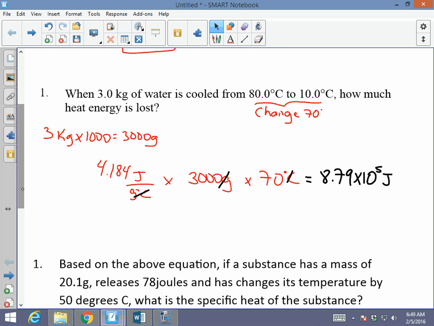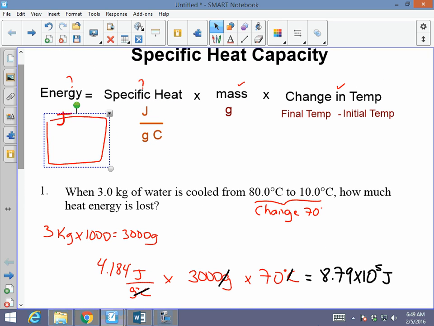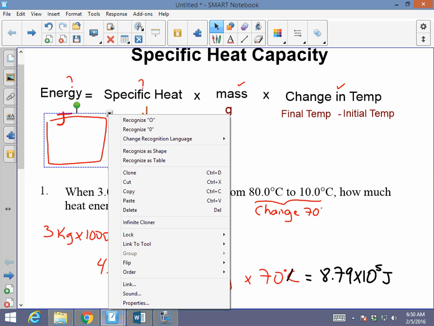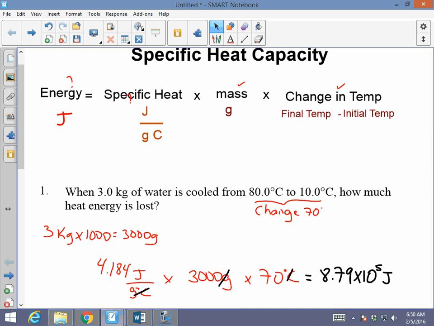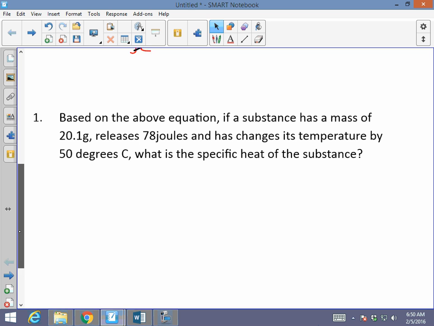Let me go back to this equation above. Based on this equation, I could work out any number that I want to. Okay, I could work out the specific heat of the substance. I could work out energy. I could work out mass. I could work out change in temperature. It all depends on what the question asks you. Let me go back to this other sample question here.